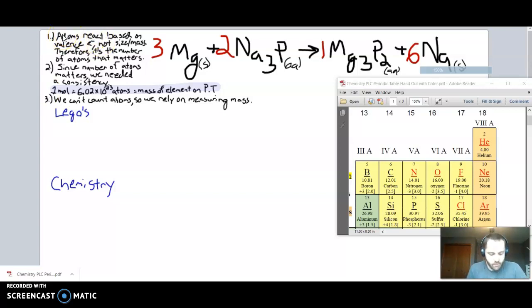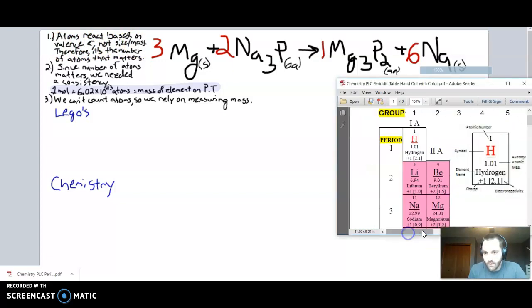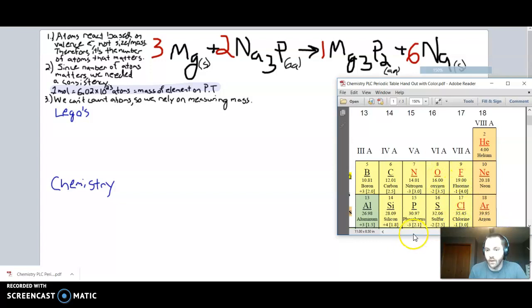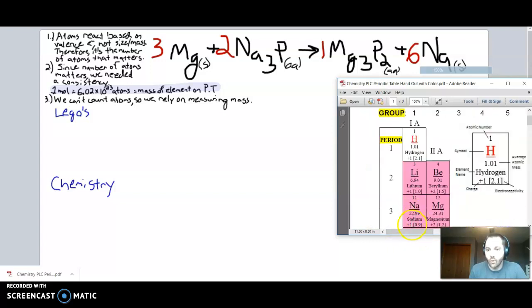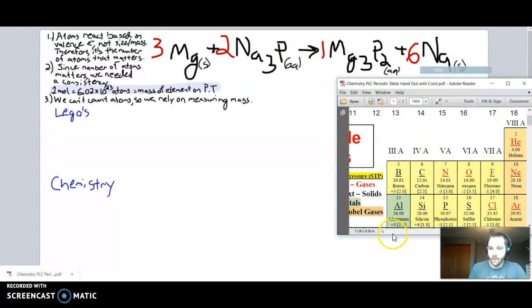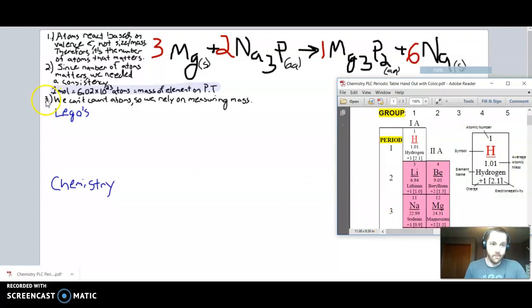One, atoms react based on the number of valence electrons, not their size or mass. When you look at a periodic table, lithium is physically going to be a smaller atom than sodium. Lithium has fewer protons, neutrons, and electrons. However, it's going to take one lithium to react with one fluorine, just as it would take one sodium to react with one fluorine. But the masses are going to be very different. So just keep that in mind.